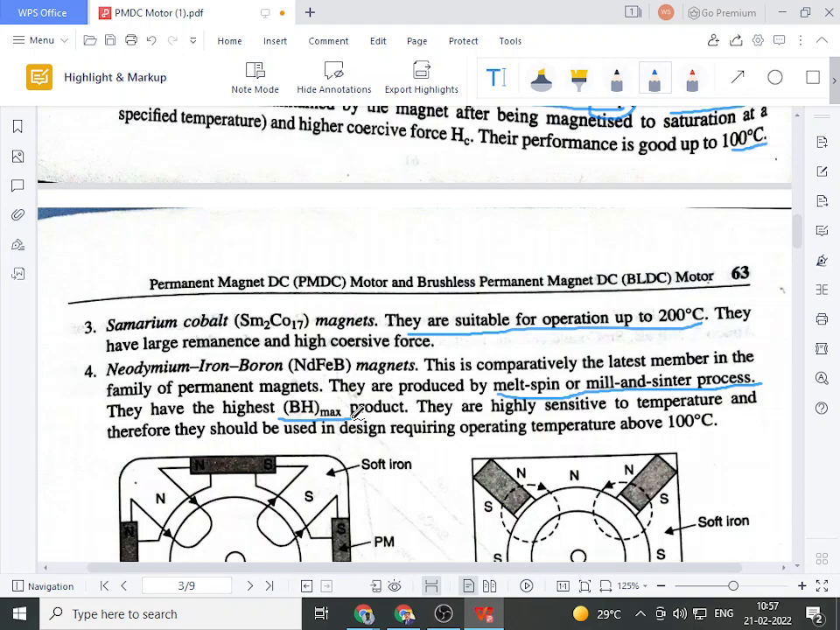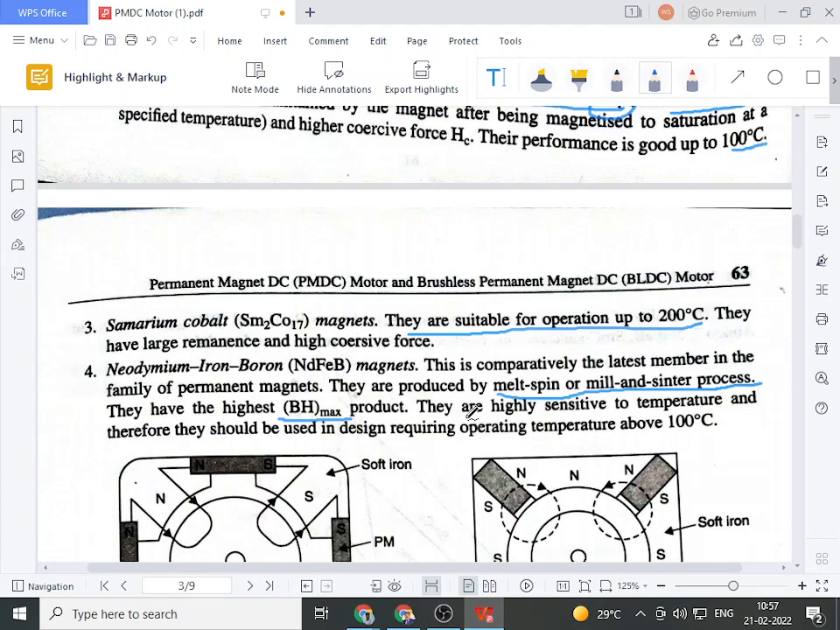These particular magnets have the highest BH product. That means the area of this particular BH curve for the NdFeB magnet is highest as compared to the remaining three magnets. So the BH product is generally high. BH product means what? It is simply the area under the BH curve. Area under BH curve is the BH product.